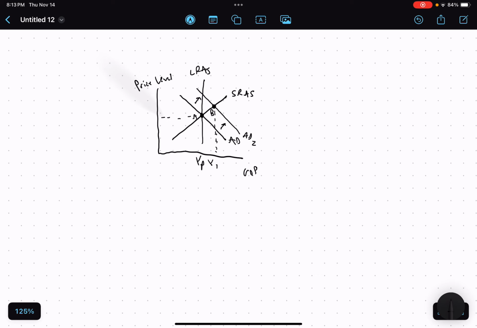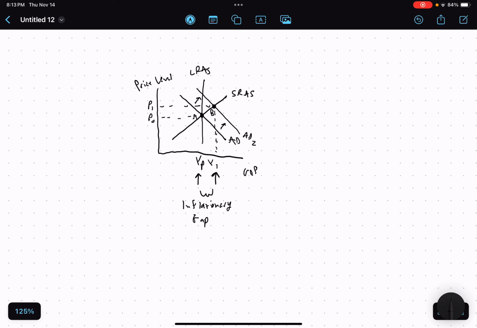We'll also show our price levels to show the changes in price level. So when you shift aggregate demand to the right, this just causes what we call an inflationary gap. It's where the original LRAS GDP price is increased. So if we look here, this would be an inflationary gap.